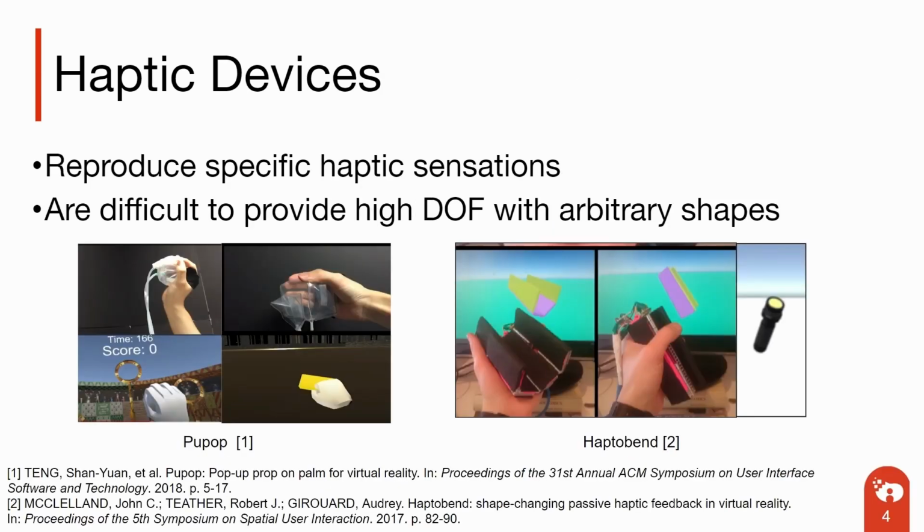To address Visuo-Haptic inconsistency, haptic devices with actuators have been extensively studied to present haptic sensations that are consistent with the appearance of a virtual object. However, it is difficult to provide high degrees of freedom with arbitrary shapes. In addition, such haptic devices are generally large, require special equipment such as an air compressor, or cannot be attached or detached by the users themselves. So, such haptic devices are not always suitable for casual use.